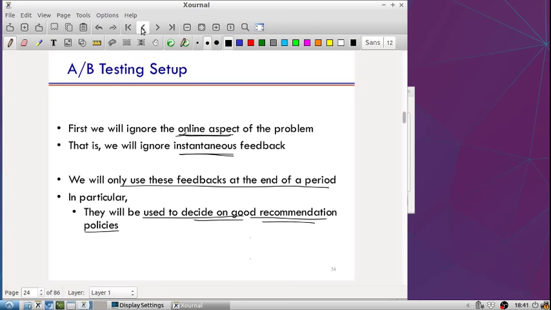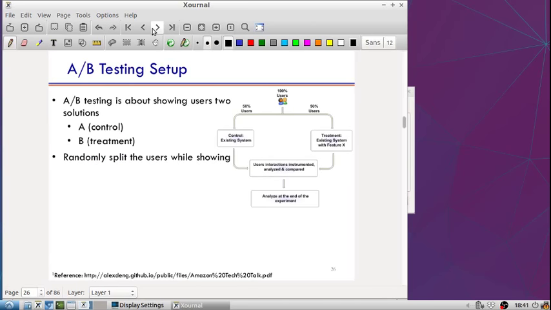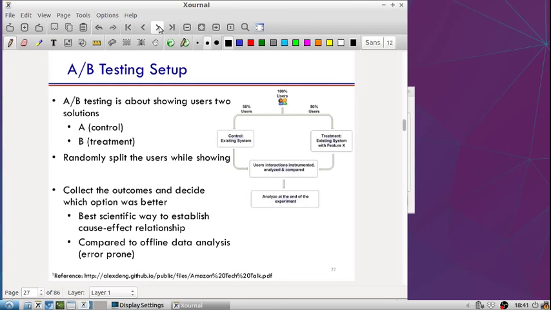Let's not go into that terminology because there are a lot of specific names for them, and we are not looking at that specifically here. Actually, I'll discuss a little bit about that. So in the vanilla case, let's call A control and B treatment. The most important thing is to randomly split the users who are coming to your website or using your product while showing solution A or while showing solution B, okay? And collect the outcomes and decide which option was better.